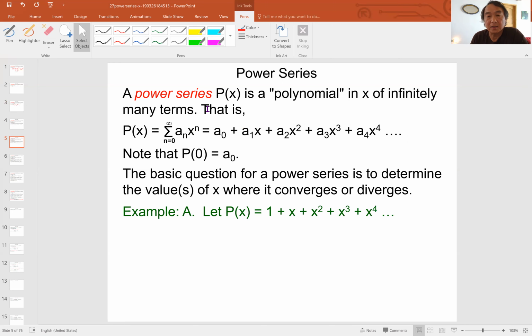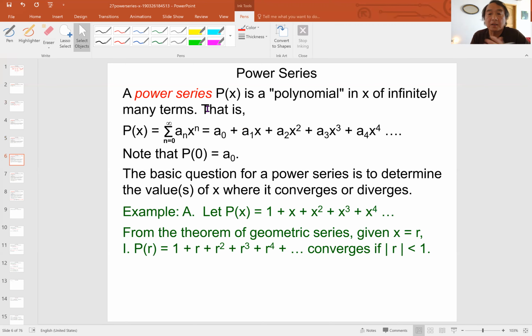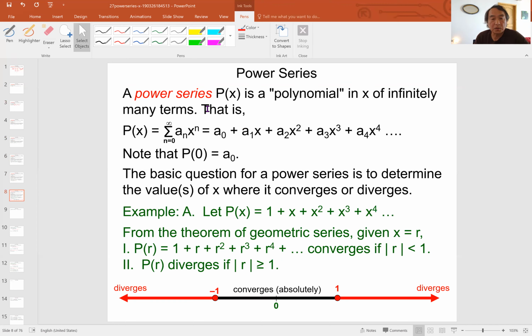Also, for example, here is a power series, and this is basically the pattern for a geometric series. If I plug in a number for x, I get a geometric series, so I know what the convergence looks like. In this case, if I plug in any number between 1 and -1, it converges. Any number whose absolute value is bigger than or equal to 1, it diverges. So I have a picture for the convergence or divergence of the given power series.